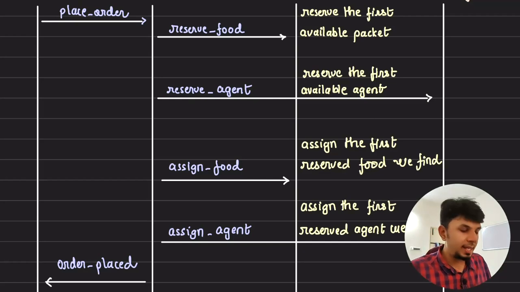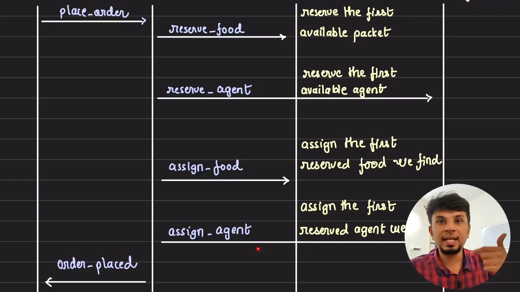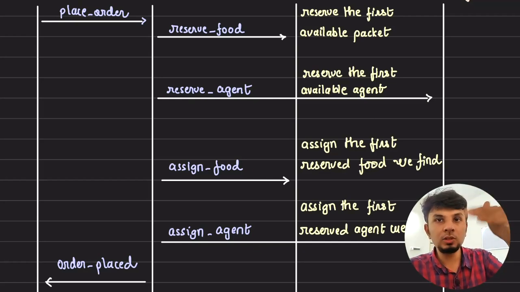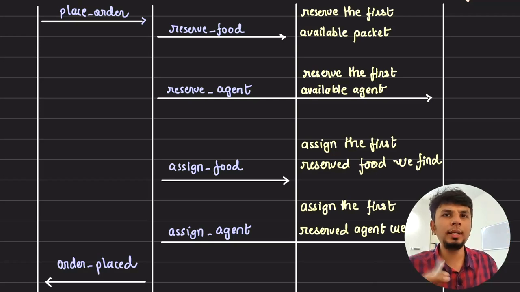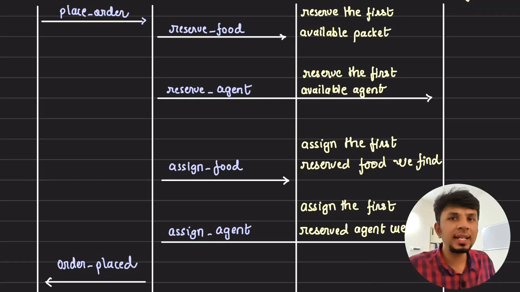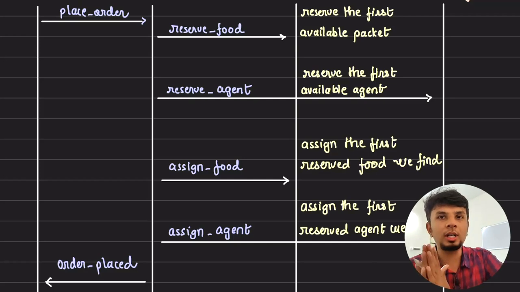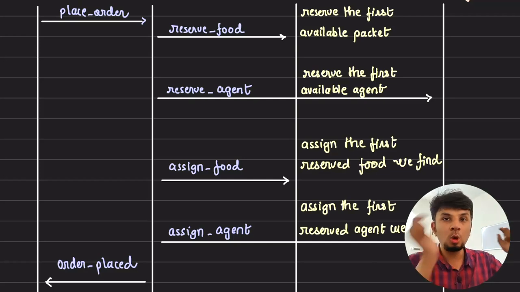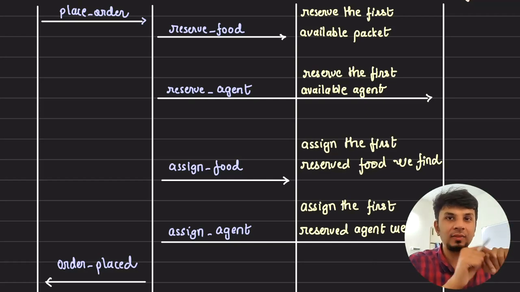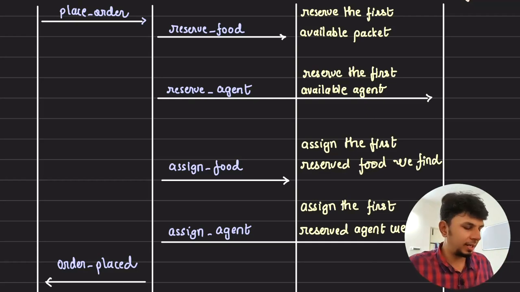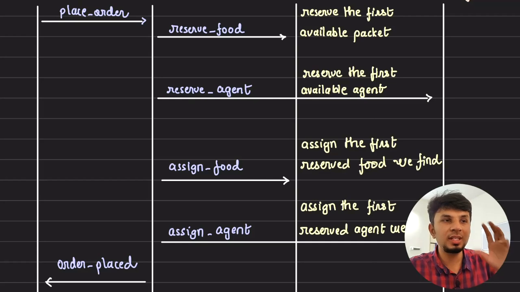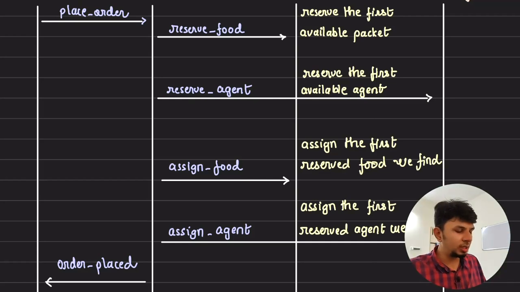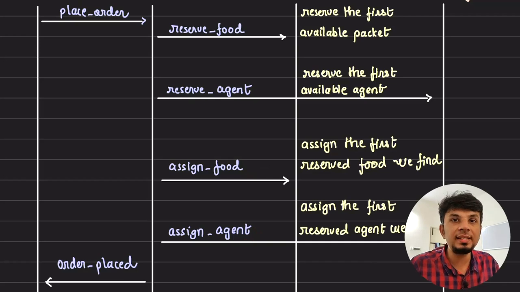Okay. And then for assign food and assign agent, if I'm able to reserve food, the only job of my assign food and assign agent would be what? To just assign that food to an order ID. Because it was already reserved, no one else was contending for it. The only job that remains for my commit phase is just assigning food and assigning agent. So just a column change. So when this happens, the chances of this succeeding are very high.